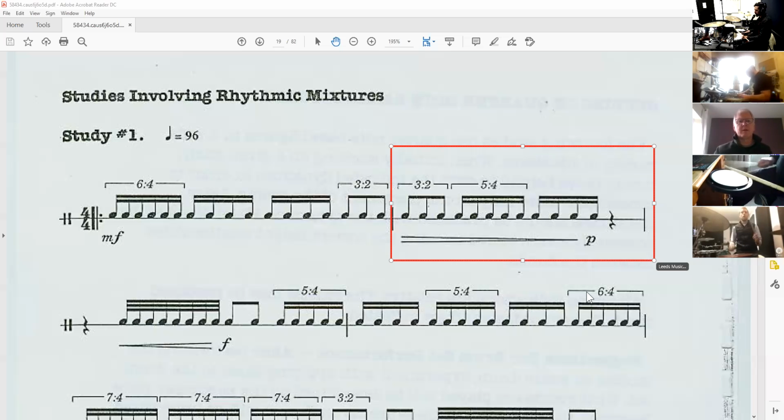1 and the 2 and the get the E and the 4. 1, 2, 3, 4. 1 and the 2 and the get the E and the 4. 1, 2, 3, and again.